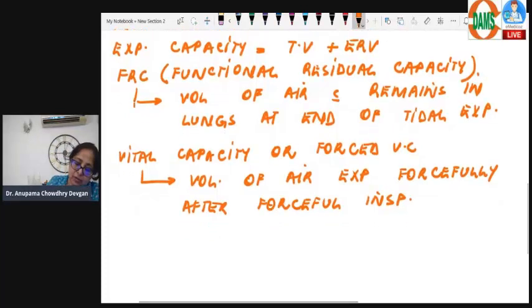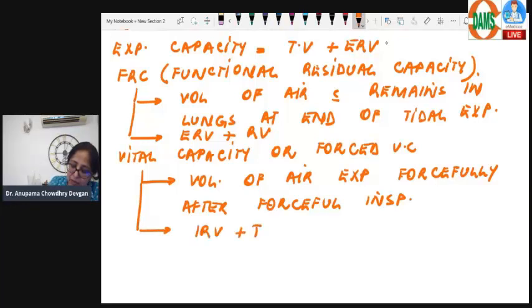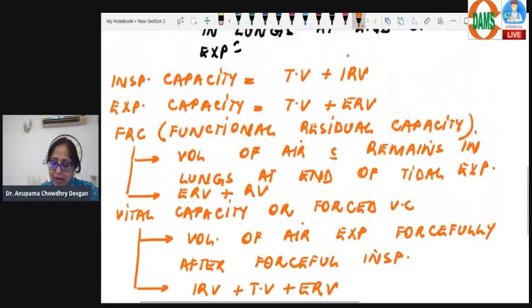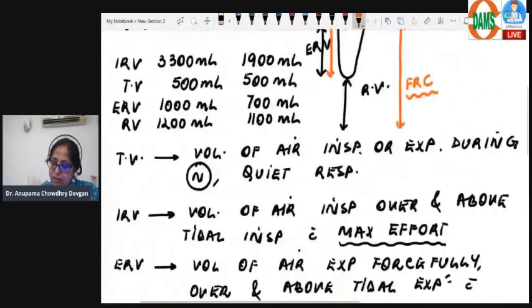What is functional residual capacity? This is going to be ERV plus the residual volume. What is vital capacity? Vital capacity is IRV plus tidal volume plus ERV. This is the volume of air expired forcefully after a forceful inspiration. So how do you see the vital capacity?